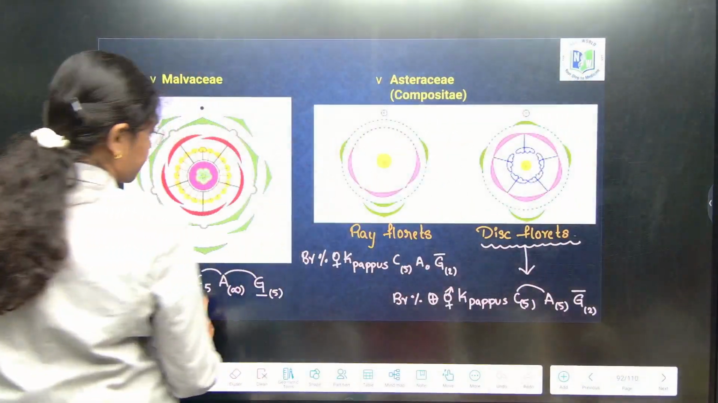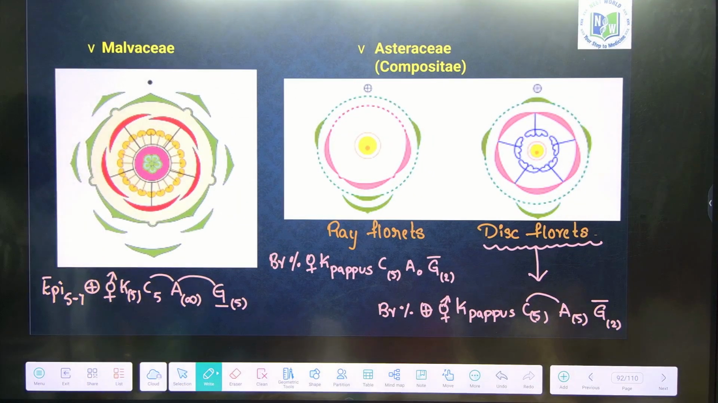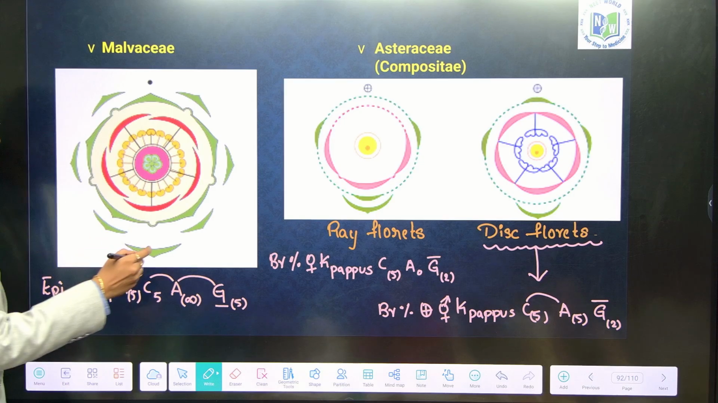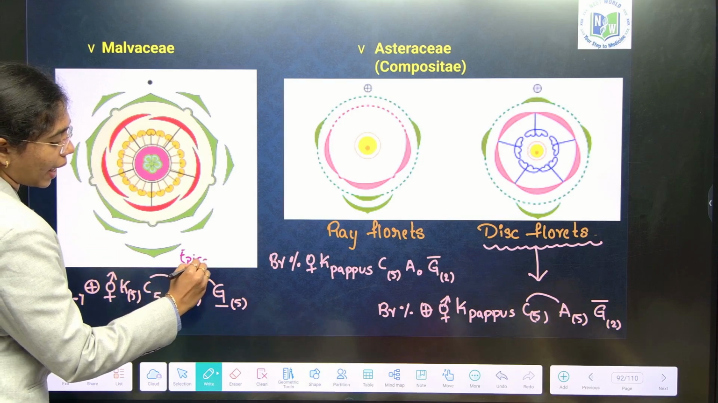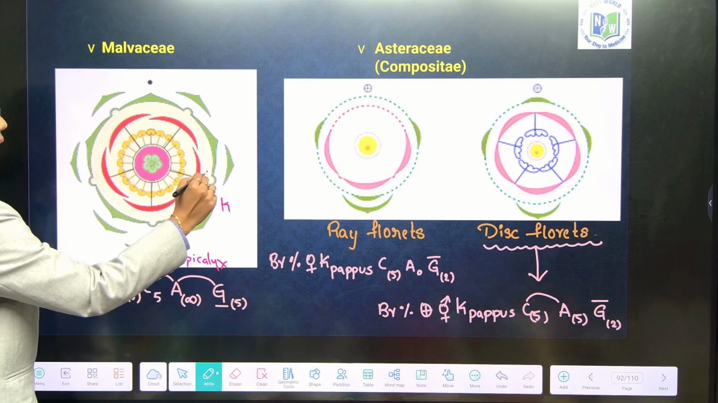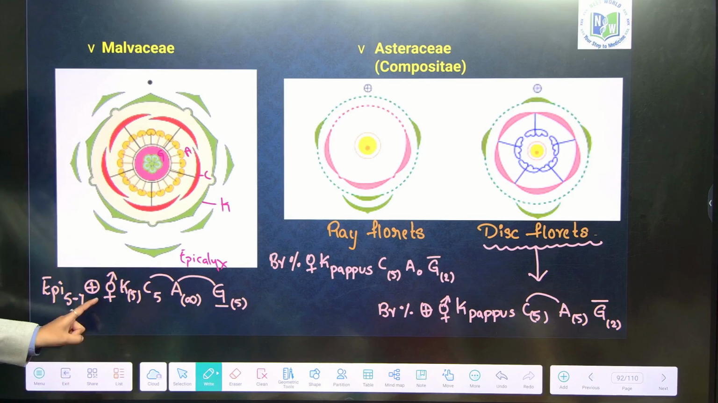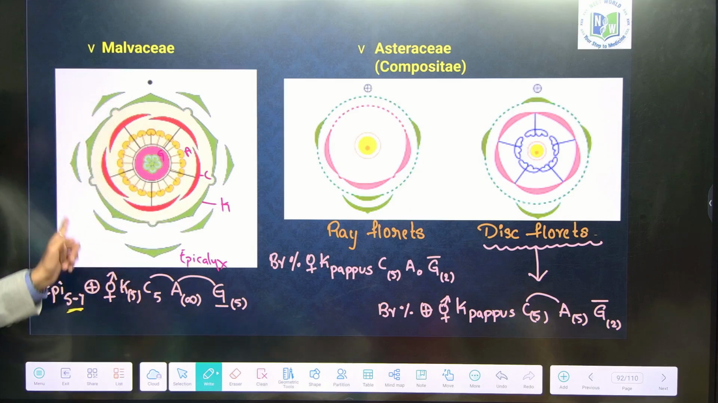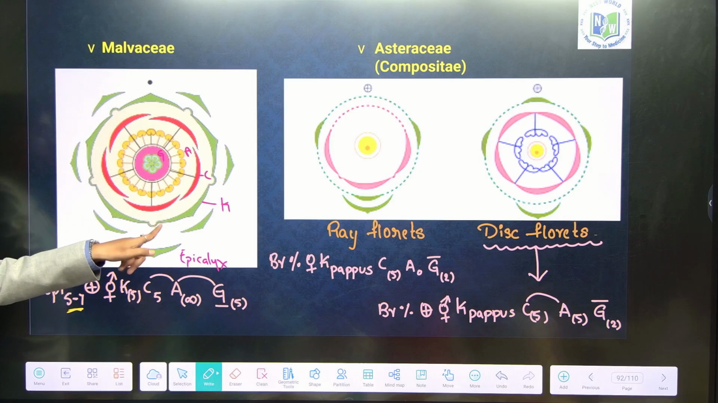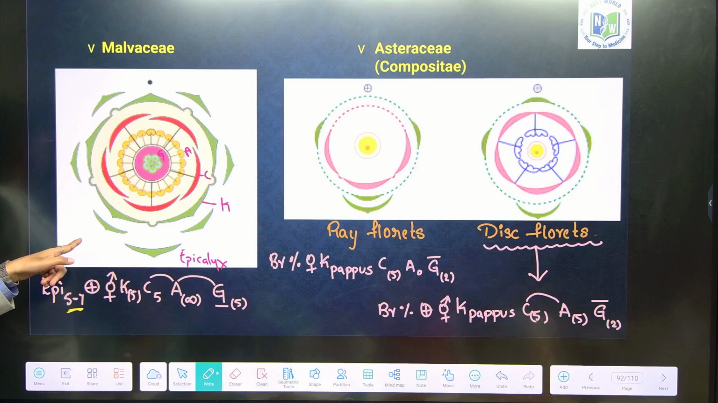Next is Malvaceae. Here above calyx you have certain structures called as epicalyx region. Epicalyx is present. Next to that what? Calyx, then corolla, then androecium, then gynoecium. Okay. So epicalyx are how many? 5 to 7 epicalyx are present. Next, valvate estivation, no? Calyx. Calyx is showing what type of estivation? Sepals are arranged what? What estivation? Valvate, right?